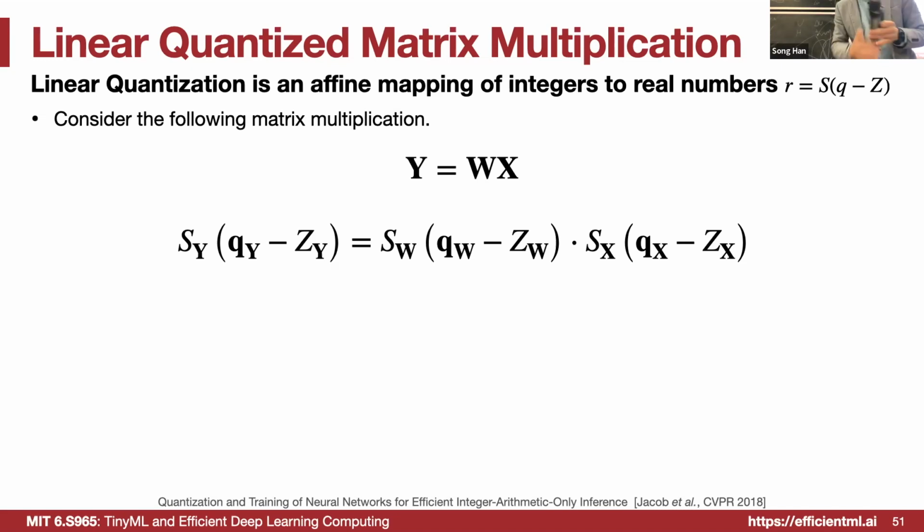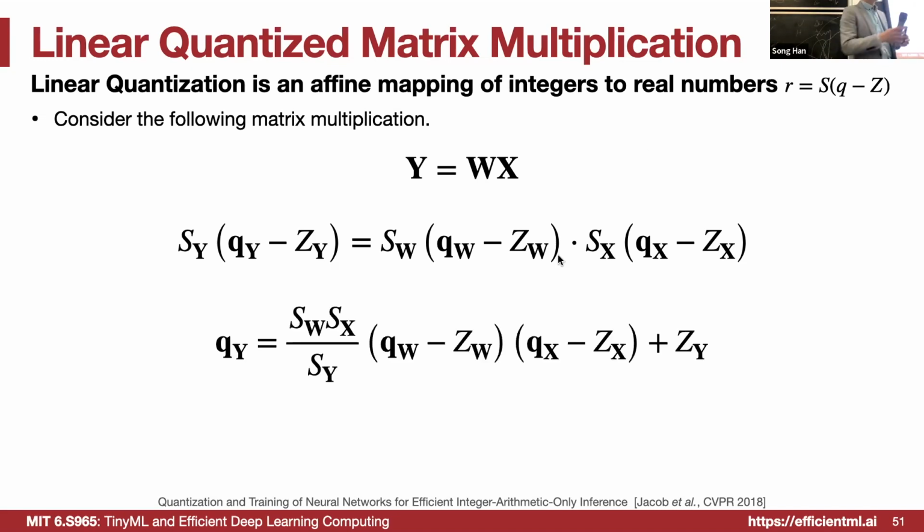Next, we are going to continue by just calculating what QY is. So we are going to multiply this SW and SX together, divided by SY, okay? And these terms stay the same. And we also move the ZY from here to over there. I want you to make sure you understand this equation since we'll implement that in lab 2.